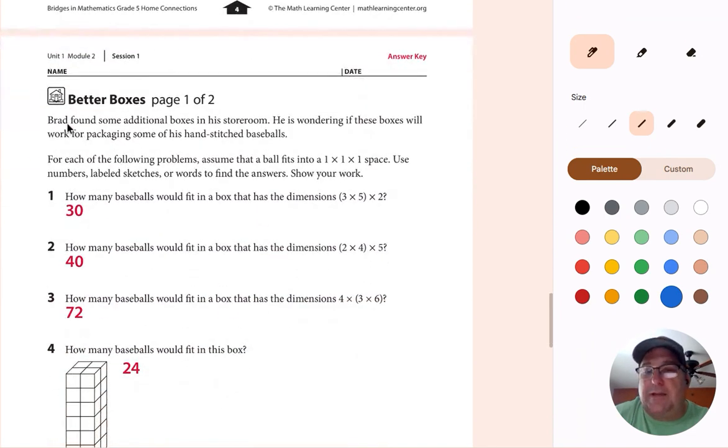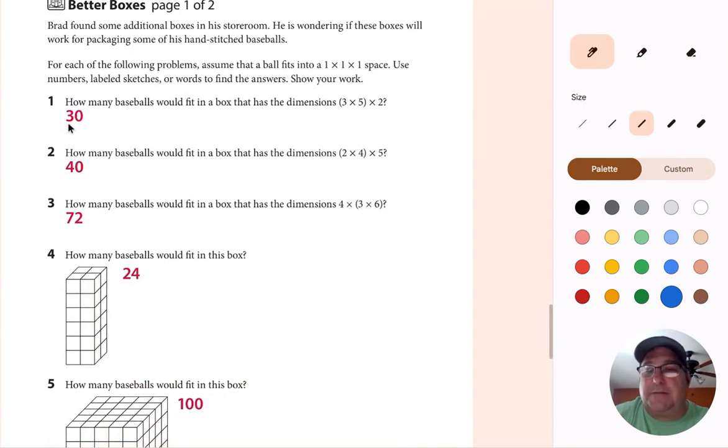All right, number 5. Again, we're back to those boxes again. So again, we're boxing up some baseballs. So right here, for each of the following problems, assume that a ball fits into a 1 by 1 by 1 space. And then you can either use numbers, labeled sketches, or words to find the answers. Show your work. So how many baseballs would fit if I had a box that was 3 by 5 by 2? And again, you're just going to multiply these numbers out.